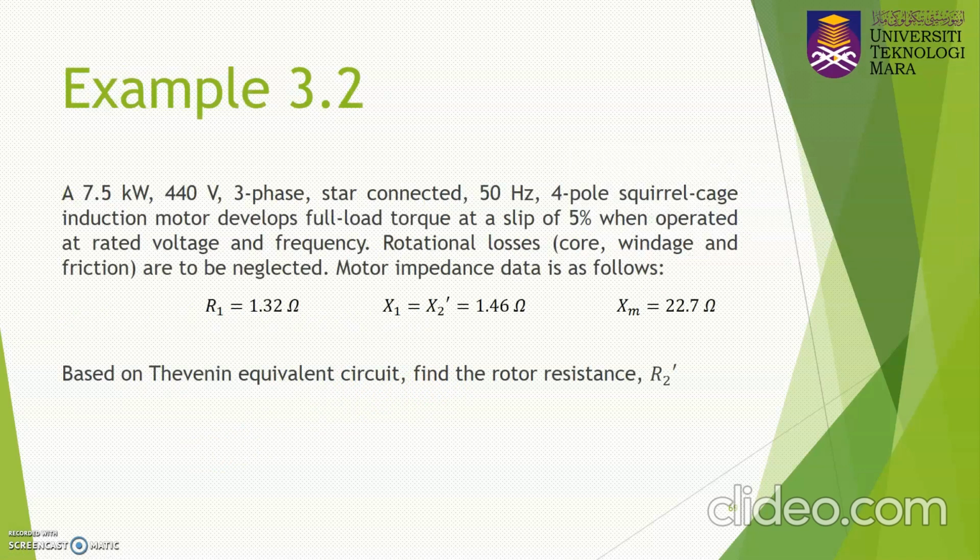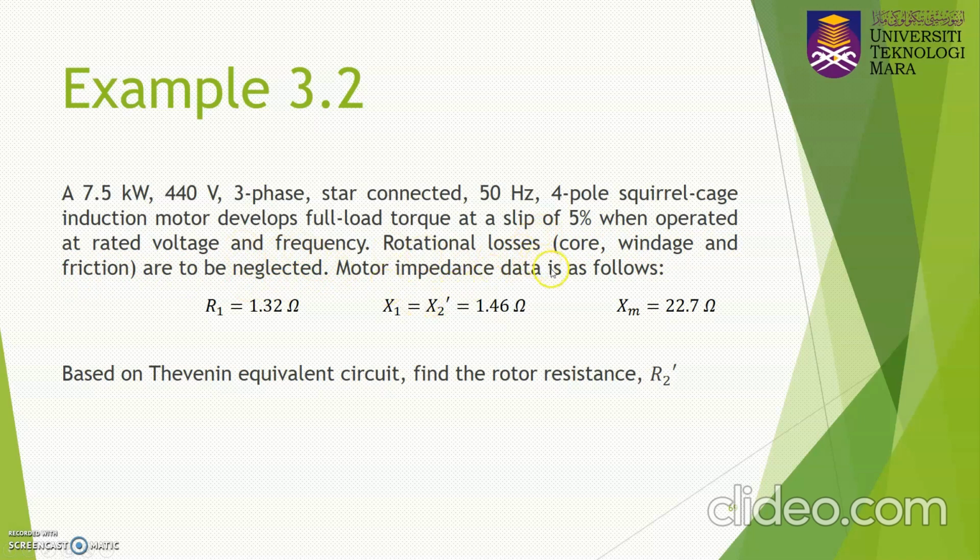Okay, so next we go to example 3.2. The question here: you have a 7.5 kilowatt, 440 volt, 3-phase, star-connected, 50 Hz, 4-pole squirrel cage induction motor that developed full load torque at a slip of 5%. So the question gives you the value of S when operated at rated voltage and rated frequency. The rotational losses, which include the core, windage, and friction, are to be neglected. So P mu is neglected, the PC also neglected.